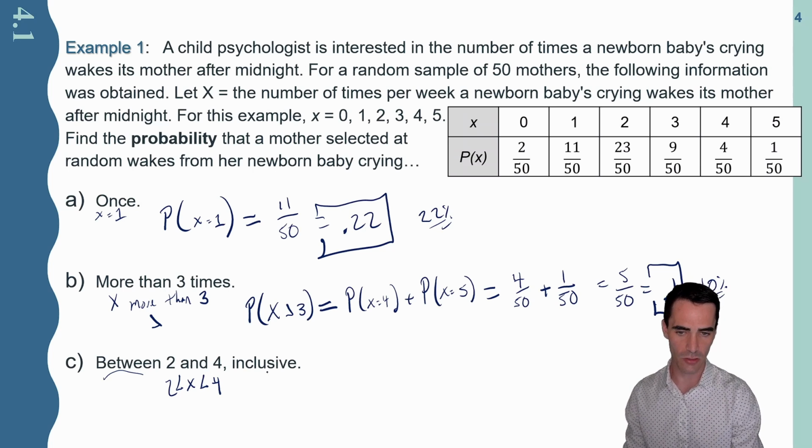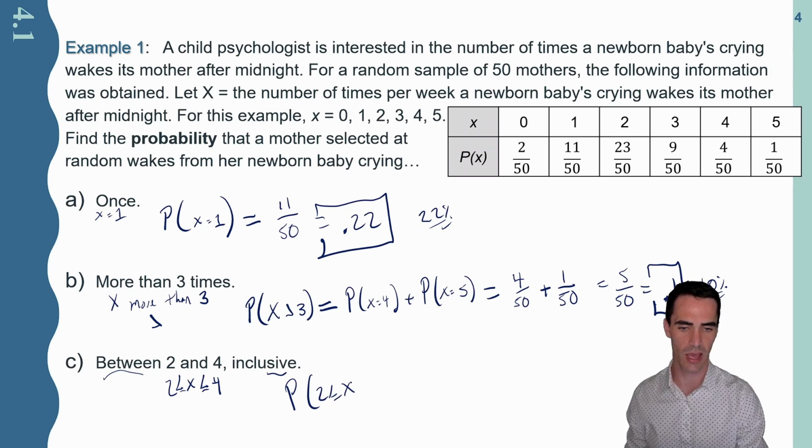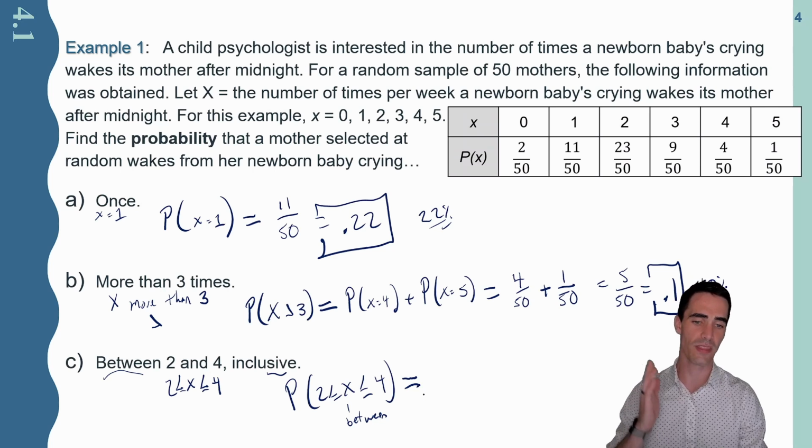Now, when we say inclusive, all that means is equal to. So let me write a little equal sign beneath these, and voila, we have exactly the inequality we're interested in. I'll write this as the probability that 2 is less than or equal to X is less than or equal to 4. That X is between these two values.